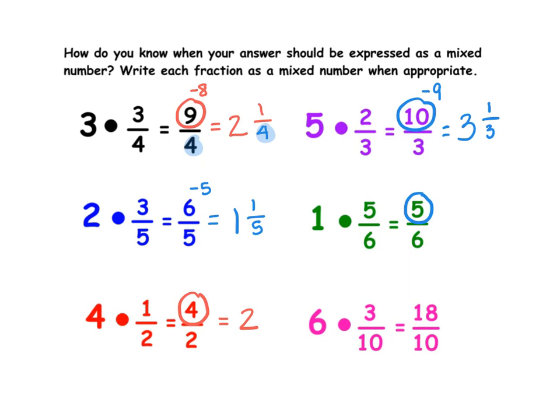Last example, I have 18/10. 18 is greater than 10, so I can write a mixed number for this one. 10 divides into 18 one time. 1 times 10 is 10. When I subtract to get my fractional remainder, 18 take away 10 is 8/10. So 1 8/10 is the mixed number. That one is not simplified.